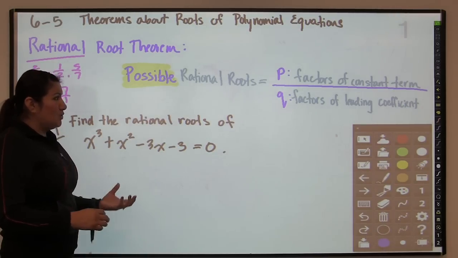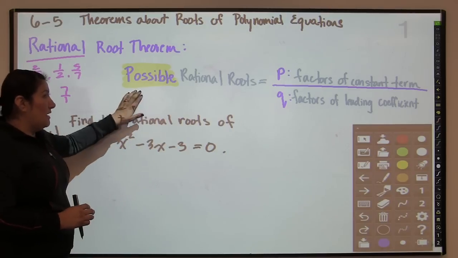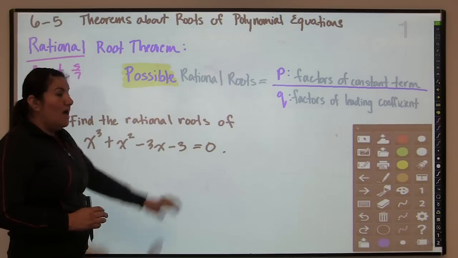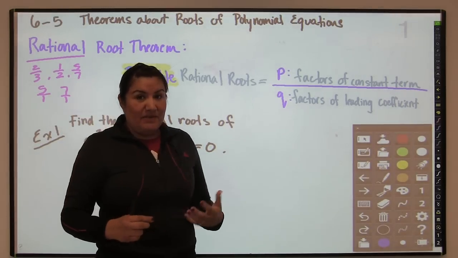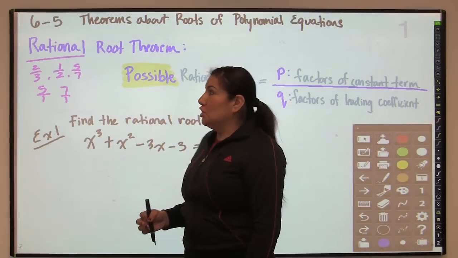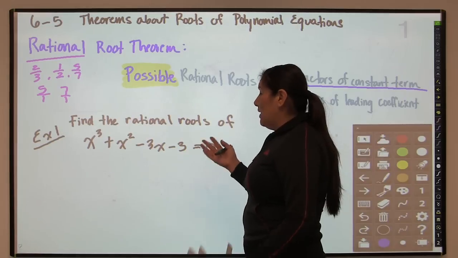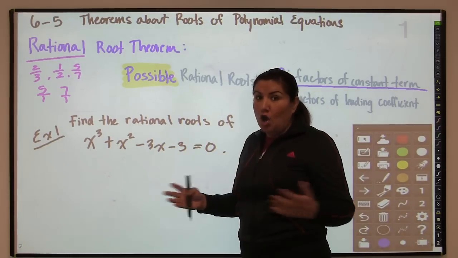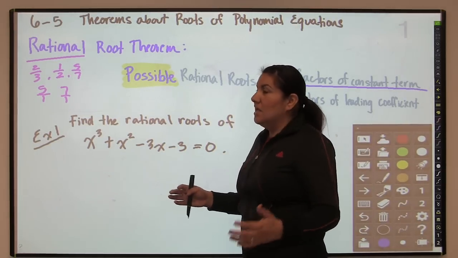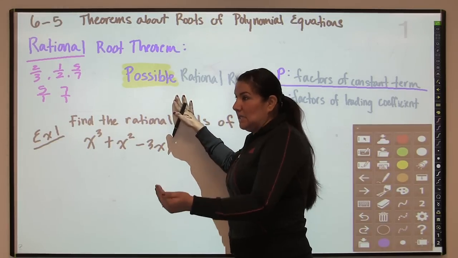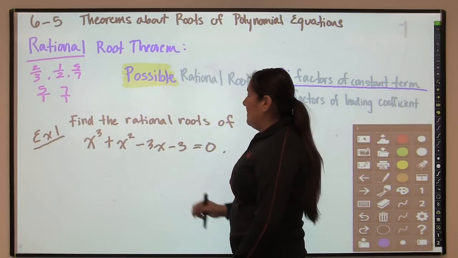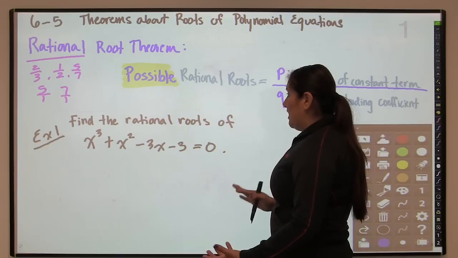And the other thing that's weird about this theorem is the word possible. You've seen here that I highlighted it. Possible. You know what possible means? It means that it could happen, but it doesn't mean that it's necessarily going to happen. So it is possible for a polynomial to have no rational roots. So the rational root theorem is only giving us a possibility of what it could be. And as we go through the problem, I will explain that a little bit further.